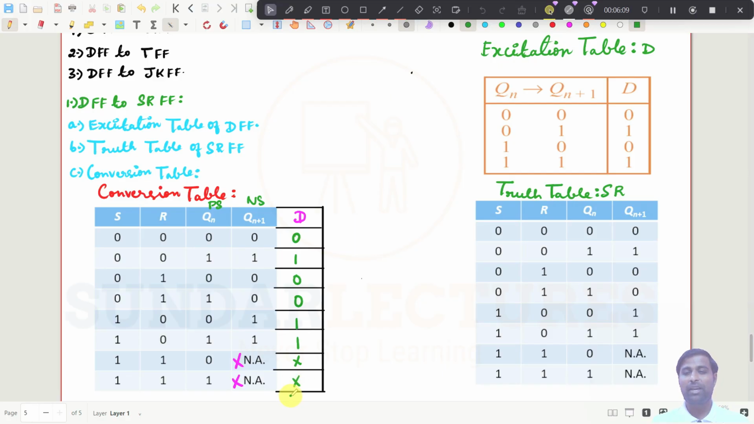Why don't care? Because I am not going to give 1, 1 input. So at that stage, whatever the output, I don't need to care about the outputs, because in an SR flip-flop, I never give 1, 1. So that is the idea. We have just derived the conversion table here. What we need to do now is put in the K map and find the equations. So for the D input, we need to derive the expression using the Karnaugh map. I will draw the Karnaugh map and show you.